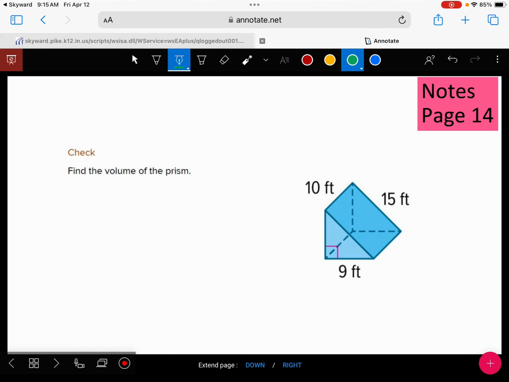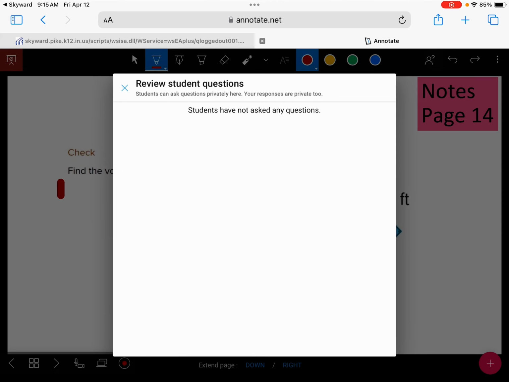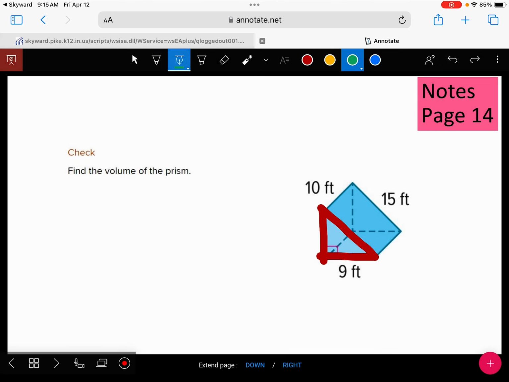First thing we need to do is figure out what kind of prism this is. So does everyone notice that this has a triangle at the bottom? Even though it's laying on the side, that's the base. So the formula for area for a triangle is 1/2 base times height. So the area is going to be 1/2 base times height.